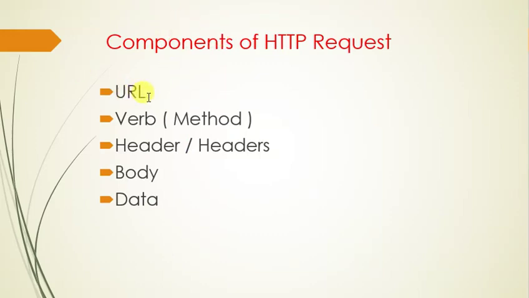So the first one is URL. Each request must have a URL, a verb or method. Each request must have an HTTP verb or method, and header or headers. Each request has either one single header or multiple headers. Body: each request will have a body, data. Each request should have data that we want to send to the server. These are the major components of an HTTP request.